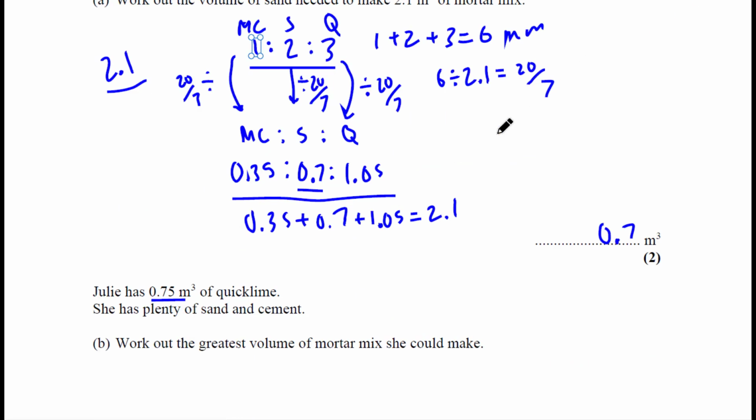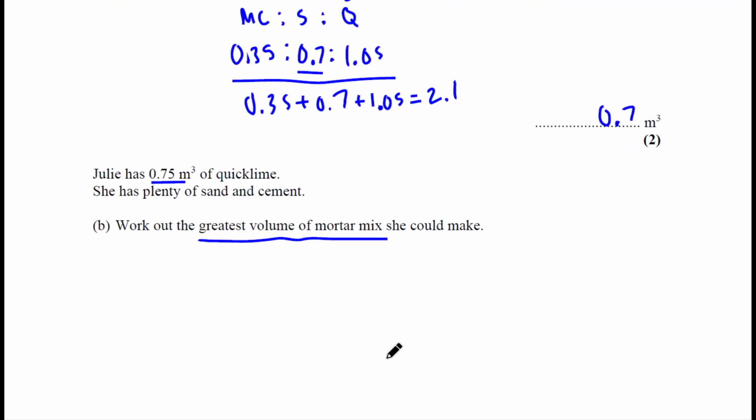Easy. Now part B, Julie has 0.75 meters cubed of quicklime and she has plenty of sand and cement, so you assume that she's got a limited amount of that, and you have to work out the greatest volume of mortar mix she can make. So let's start with that ratio of 1 to 2 to 3. That's the quicklime, sand, and C is the cement. So she's got 0.75 here.